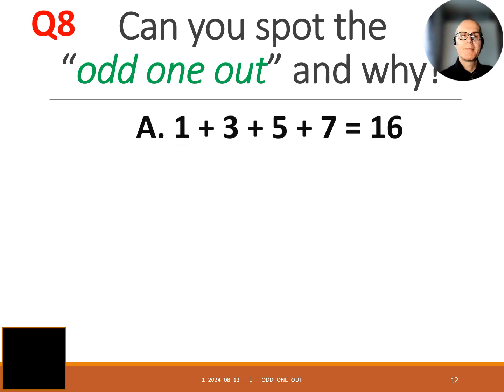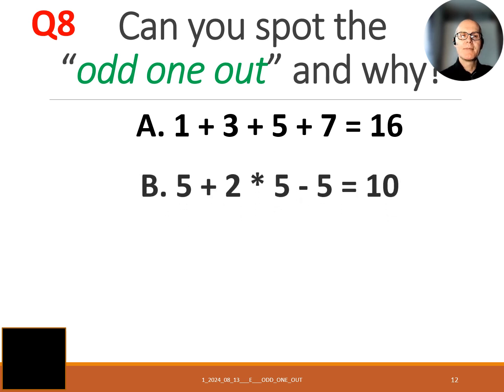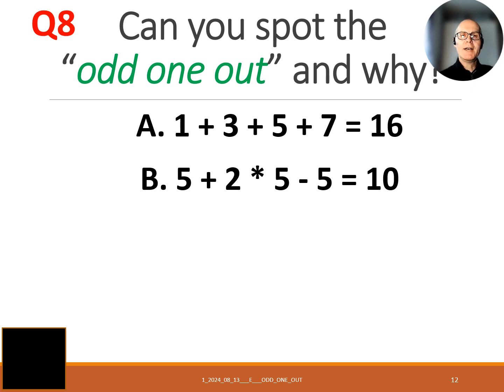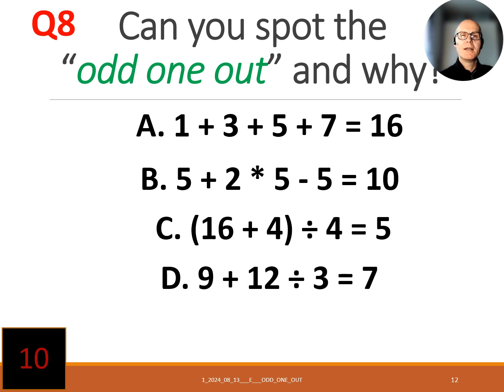Question 8. The following questions are about BODMAS. A, 1 plus 3 plus 5 plus 7 equals 16. B, 5 plus 2 times 5 minus 5 equals 10. C, 16 plus 4 in brackets divided by 4 equals 5. And D, 9 plus 3 in brackets, 12 divided by 3 equals 7.